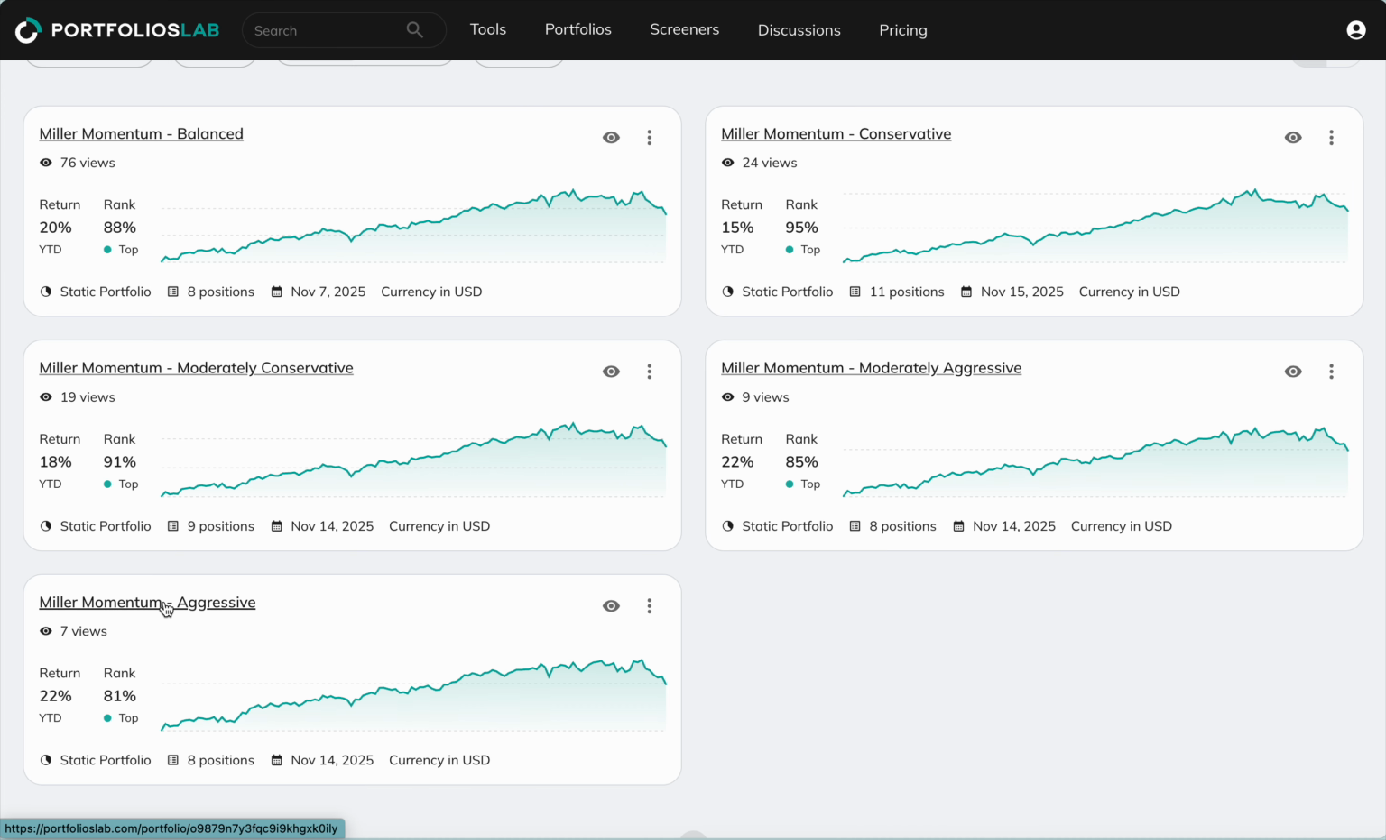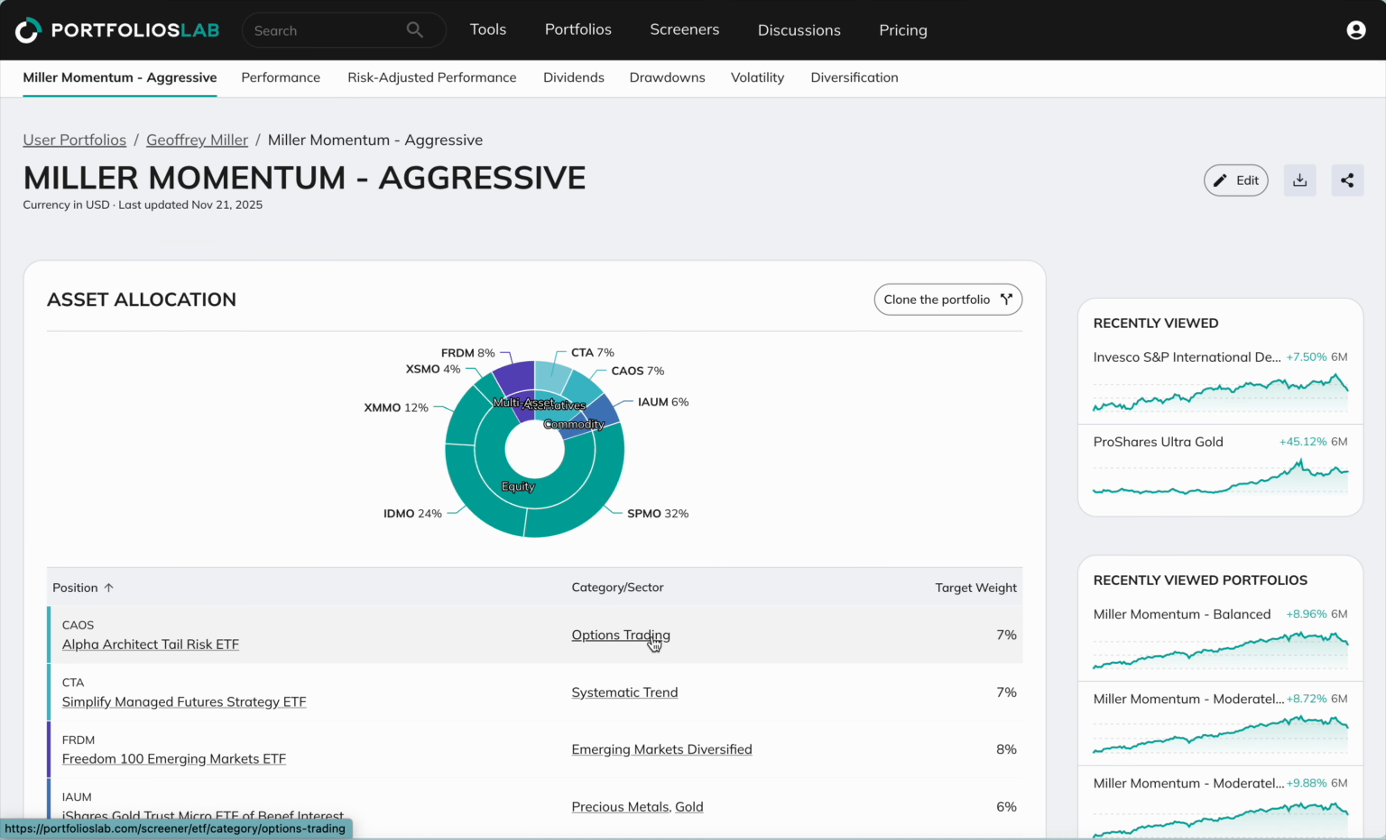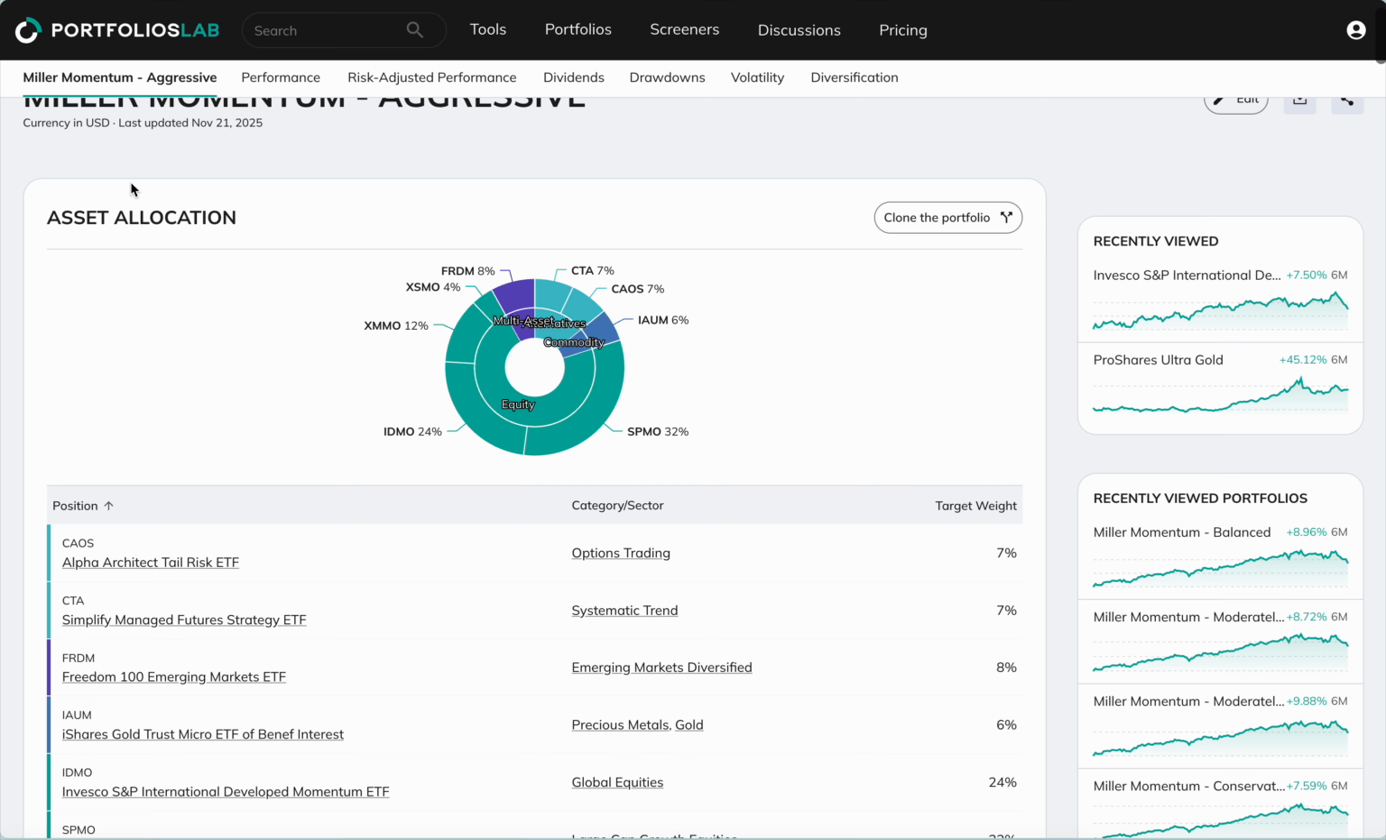Aggressive would be perhaps if you're really young and you have a huge investment timeline, you're, like, 40 years away from retirement, or alternatively, if you're very content with taking risks. It's got 80% in global momentum equity, and then just 20% over here in alternative trend following strategies.